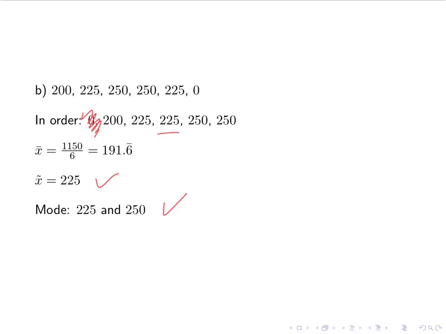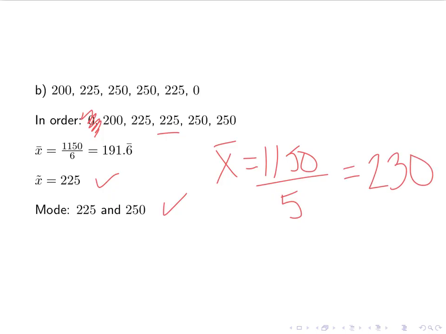So if I redo the mean with these 5 values, then the sum is still 1150 because I'm just not adding the 0, which didn't add to the sum. But now n is only 5. So that brings my mean up to 230. And that looks more like a measure of center of those 5 values, right? 230 would be right in here. So it does change the mean quite a bit. It jumped up by almost 40. So it changes the mean a lot, but it doesn't change the median or the mode.